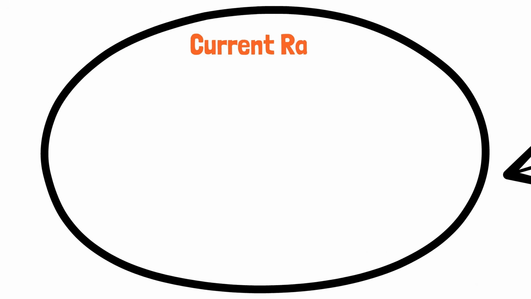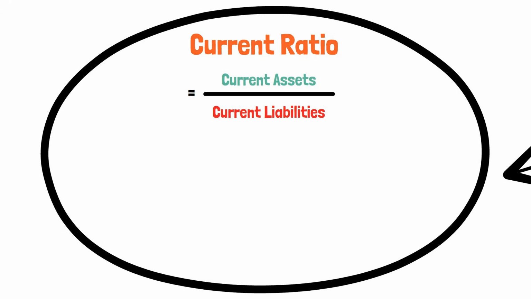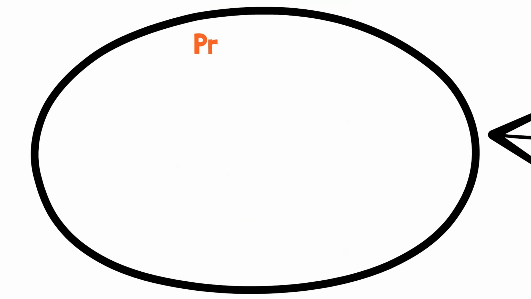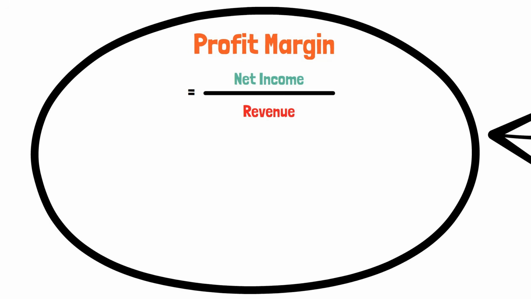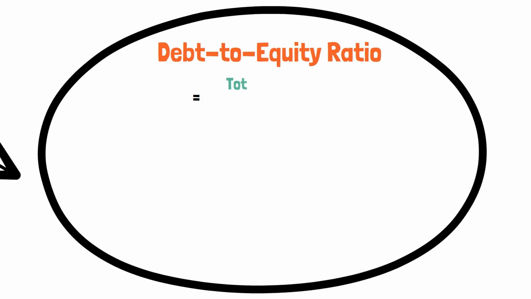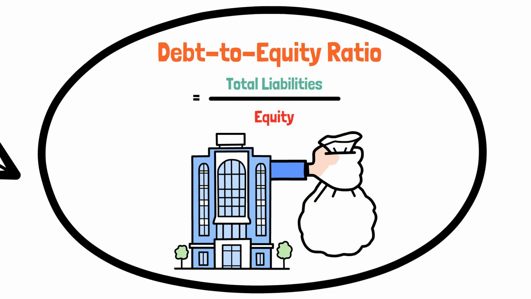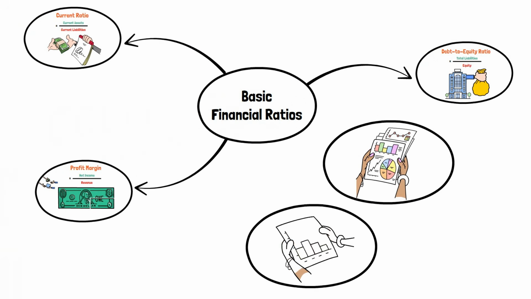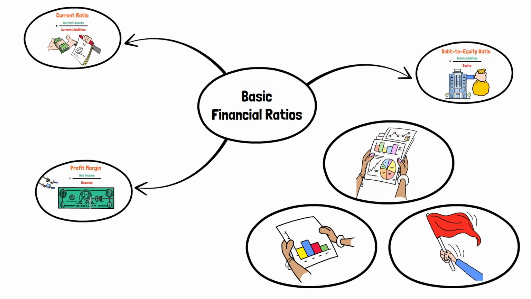The current ratio, which is equal to the current assets versus the current liabilities. This tells you if a business can pay its short-term obligations. The profit margin equals net income versus revenue. This shows how much profit is made for every dollar of sales. And the debt-to-equity ratio, their total liabilities versus equity. This helps to assess a company's financial leverage. These ratios help you compare companies, track trends over time, and spot red flags.